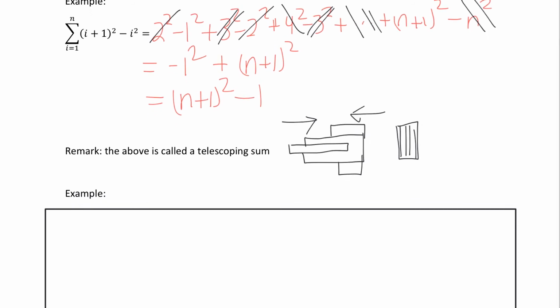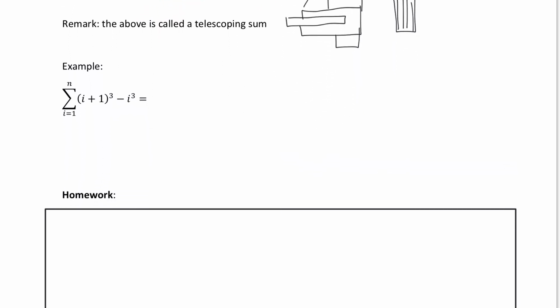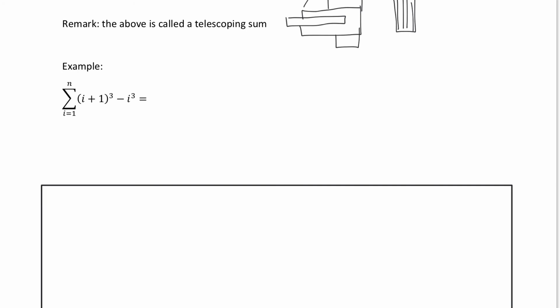Now, we can do a few others. Let's take a look at this example. The sum from i equals 1 to n of (i plus 1) cubed minus i cubed. We're going to do the same method as before. i equals 1 means 1 plus 1 cubed, so 2 cubed minus 1 cubed, plus 3 cubed minus 2 cubed, plus 4 cubed minus 3 cubed, plus ... And the last term will be (n plus 1) cubed minus n cubed.